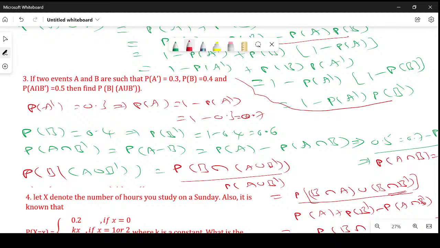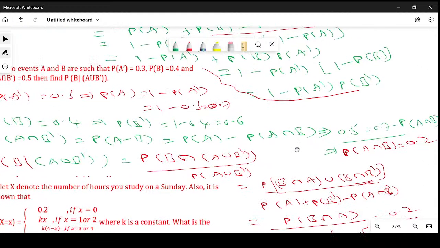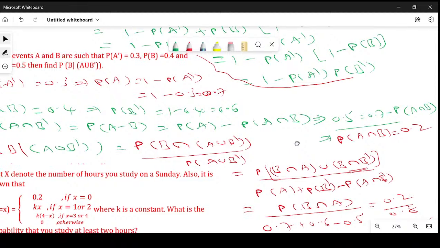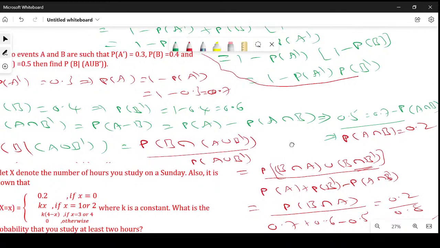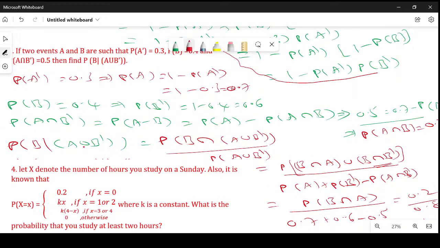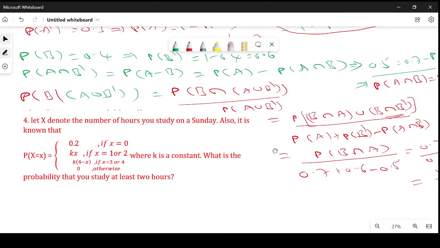Now you can use this equation to find P of A intersection B, which will be 0.2. When they are asking the conditional probability of B given A union B complement, it is P of B intersection A union B complement divided by P of A union B complement. You expand B intersection A union B intersection B complement, but B intersection B complement is an empty set. Then this will become P of B intersection A divided by P of A plus P of B complement minus P of A intersection B complement. Substitute the values, then we get 2 by 8, which will be 1 by 4.